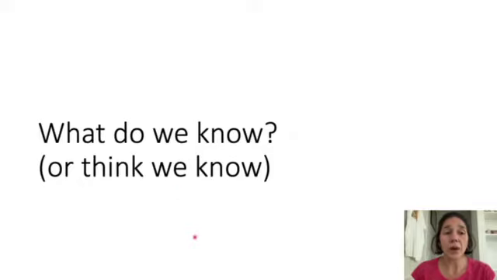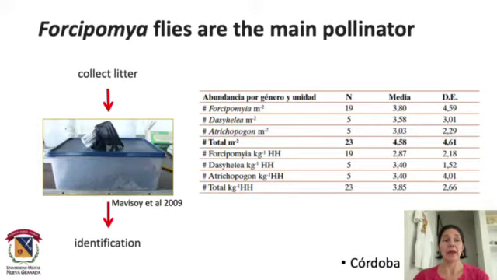What do we know or what do we think we know about pollination in cocoa? Studies back to the 1940s showed that flies of the genus Forcipomyia were the main pollinators of cocoa. That has not been questioned by many researchers since then, in a way that most of what is done is to evaluate different substrates for their potential as breeding sites for Forcipomyia flies.